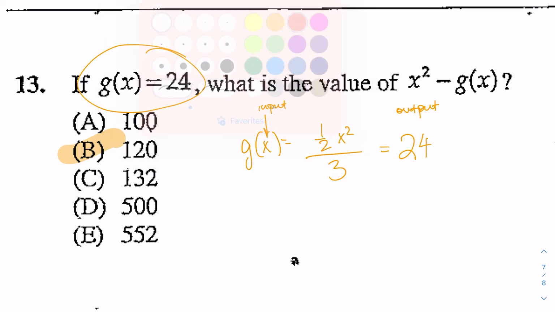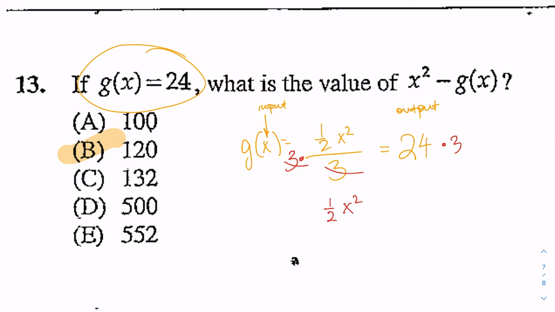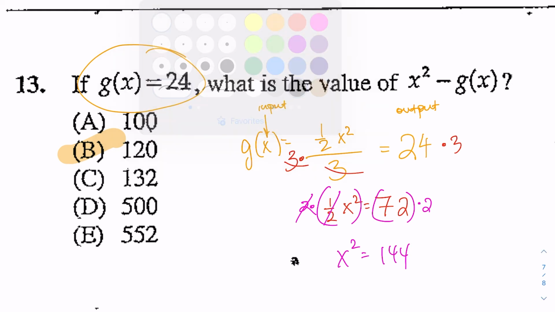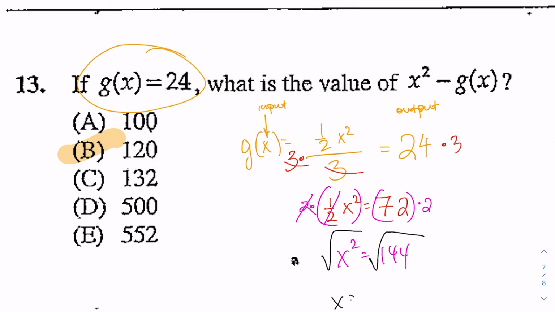So you just work backwards. You would have to multiply by 3 on both sides. You get 1/2 of x squared is equal to 24 times 3, which is 72. And then you can multiply both sides by 2, the reciprocal, to get rid of the 1/2. Get x squared is equal to 144. And from here, if you do the square root on both sides, you get that x is equal to 12.